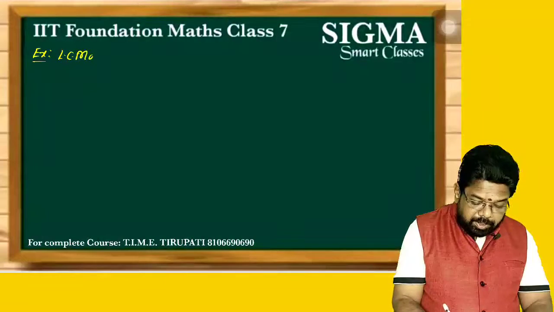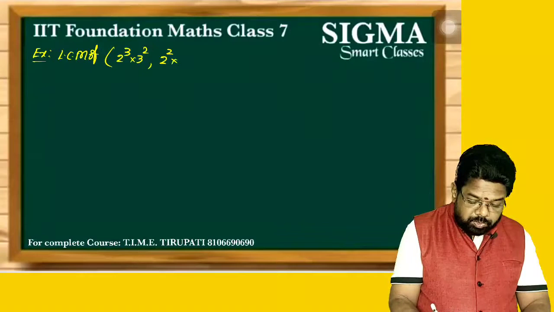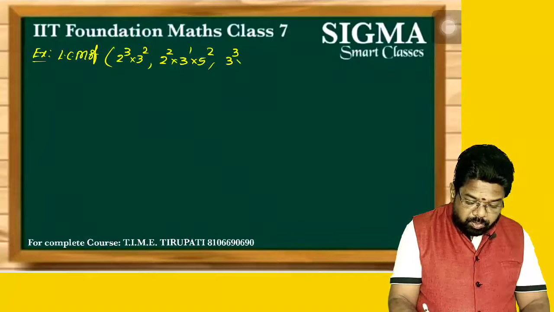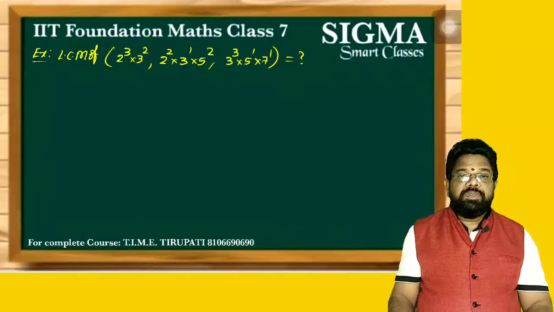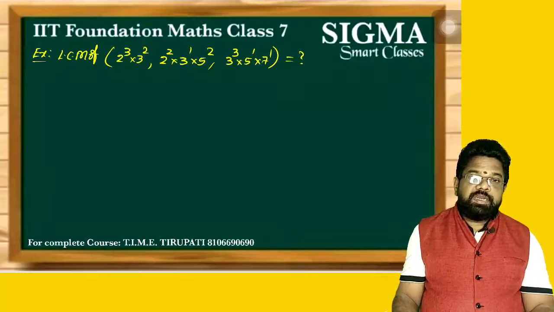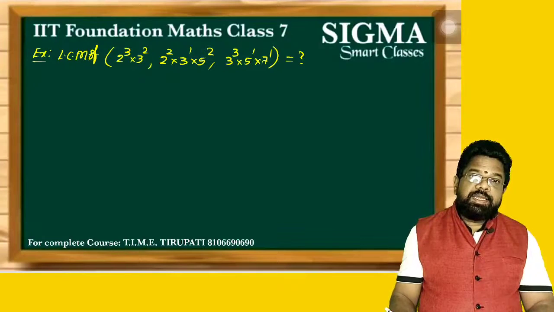Suppose the LCM of 2 power 3 into 3 power 2, comma, 2 power 2 into 3 power 1 into 5 power 2, comma, 3 power 3 into 5 power 1 into 7 power 1. So how can you calculate the LCM of these? Actually 3 terms are there, and in each and every term 2 or 3 factors are there. How can you calculate the LCM?